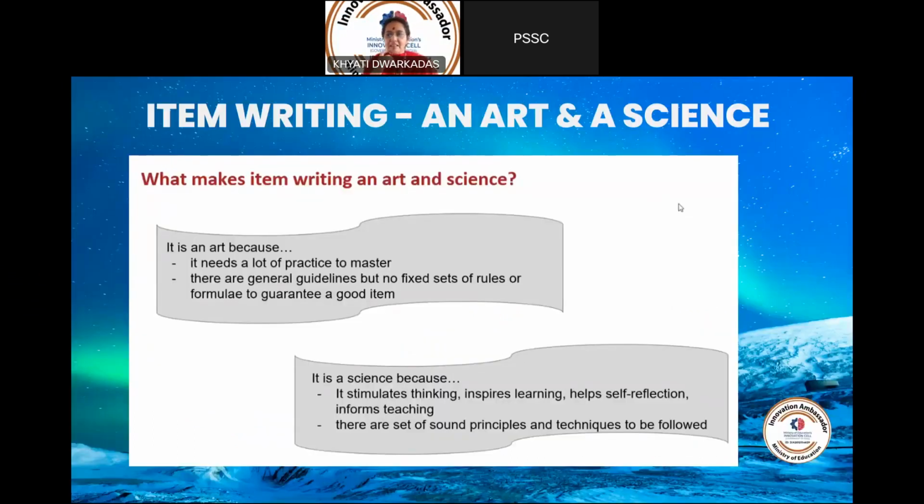Now, item writing is an art and a science. What makes it an art and a science? It is an art because it needs a lot of practice to master. There are general guidelines, but no fixed sets of rules and regulations, no formulae to guarantee a good item. At the same time, it is a science because it stimulates thinking, inspires learning, it helps self-reflection and informs teaching. There are a set of sound principles and techniques to be followed.